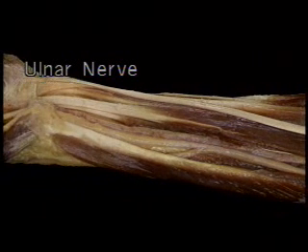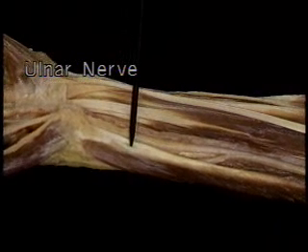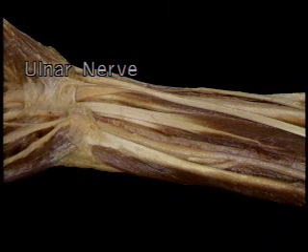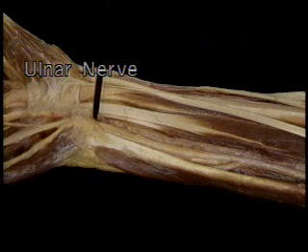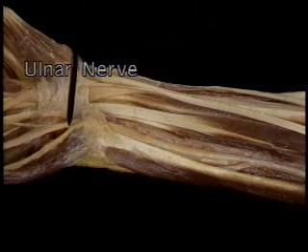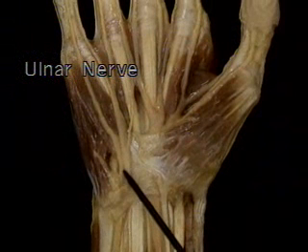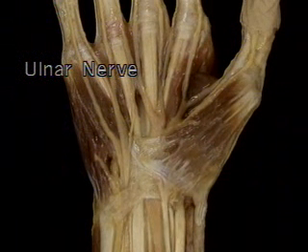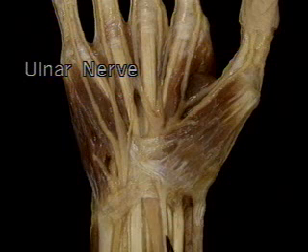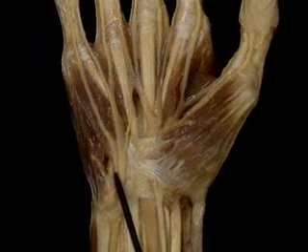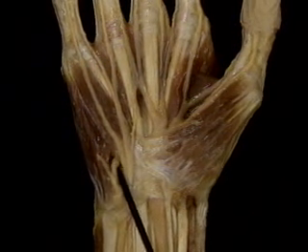At the wrist, it runs along the radial side of flexor carpi ulnaris. Along with the ulnar artery, it passes through the side tunnel in the edge of the flexor retinaculum. Here it is emerging from the tunnel. As before, the palmar aponeurosis has been removed. The ulnar nerve divides into a superficial branch and a deep branch.